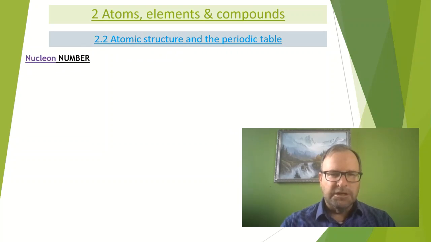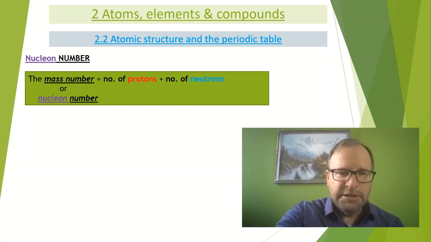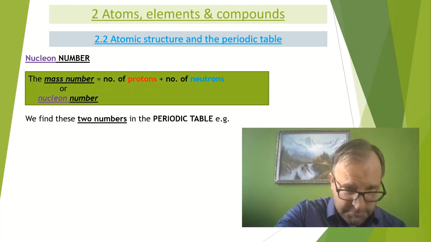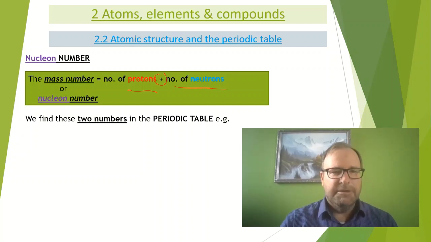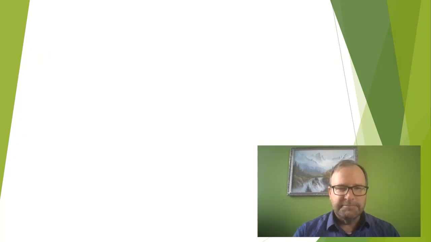So here's some knowledge and understanding that you need to know to be able to answer those questions. We have here the nucleon number. We know it as the mass number, or atomic mass number, is equal to the number of protons here, plus the number of neutrons. So that's the mass number. We can find these two numbers in the periodic table. So you'll be given a periodic table. It would be better if you could memorize the first 20, which we will in the next short lesson.